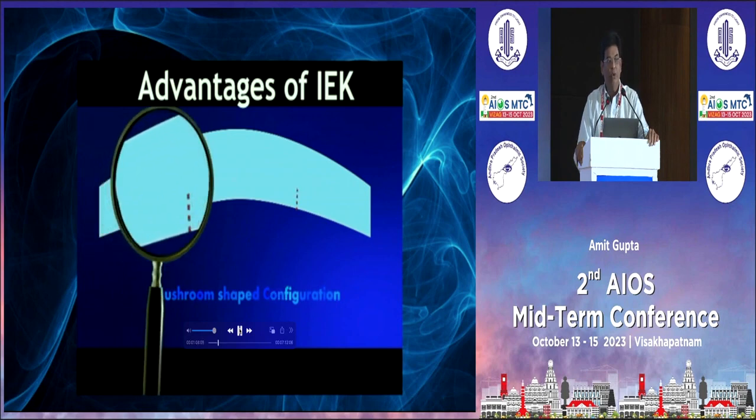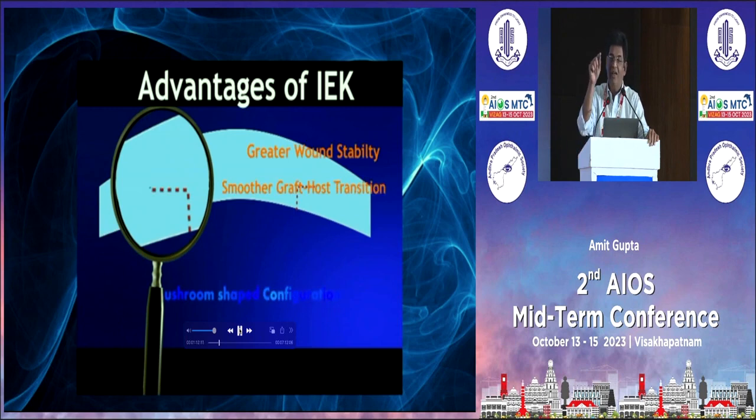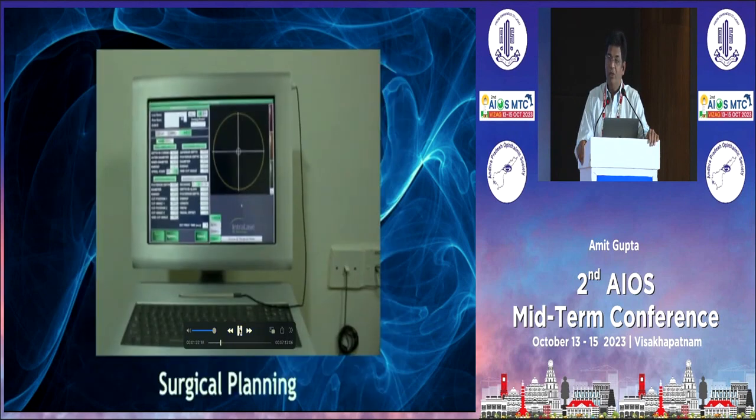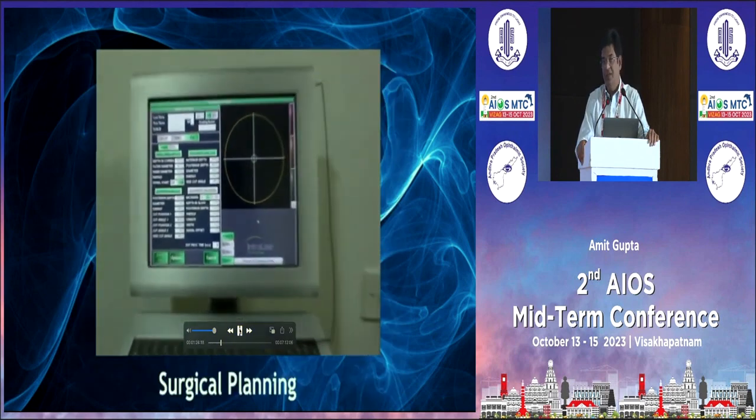Why do we want to make these shapes? One, the femtosecond laser gives a very precise cut, and there is no other means by which we can actually shape the cornea like a mushroom. So this leads to a very smooth graft-host transition, along with an improved wound tensile strength, and also it is possible for us to remove the sutures very early.